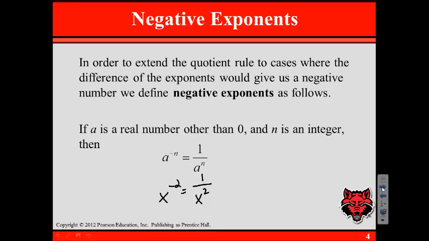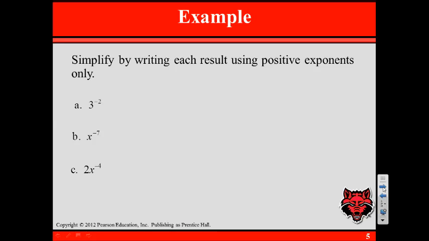Another way to say this, if we had a negative exponent in the denominator, let's rewrite this as 1 over a to the negative n. That would be the same thing as a positive exponent in the numerator. And so this rule can be used either way, taking a negative exponent from the numerator and moving it to the denominator, or a negative exponent from the denominator and moving it to the numerator. Let's try to do that with the next few examples.